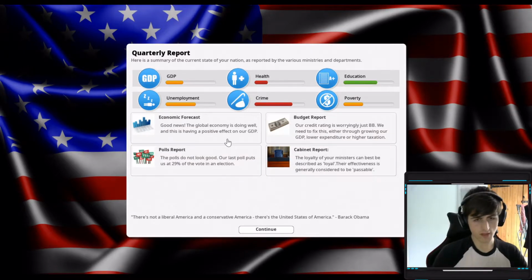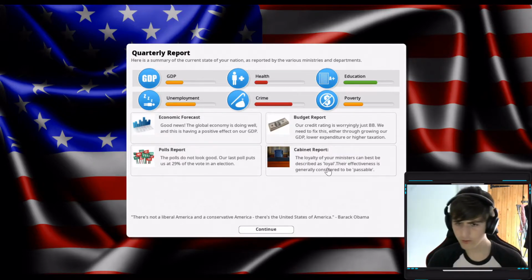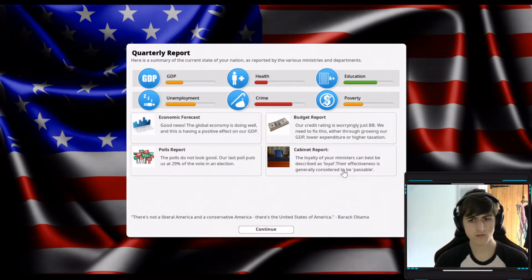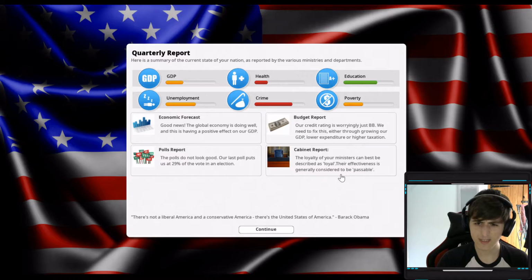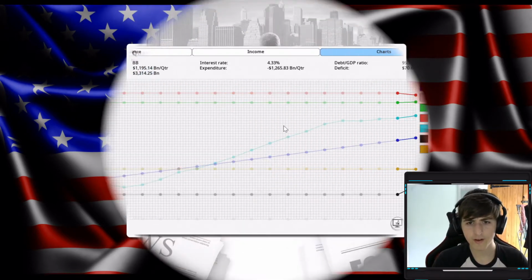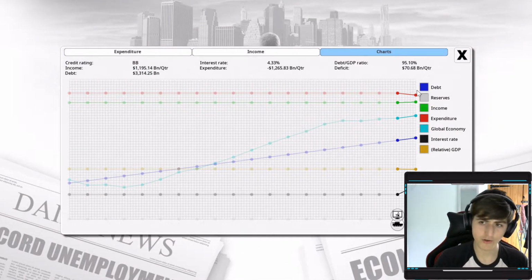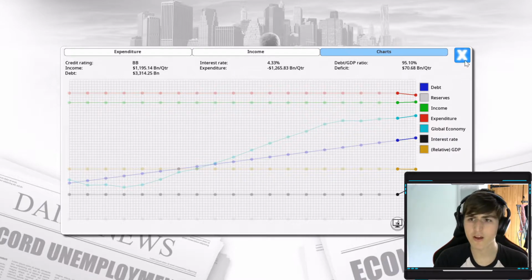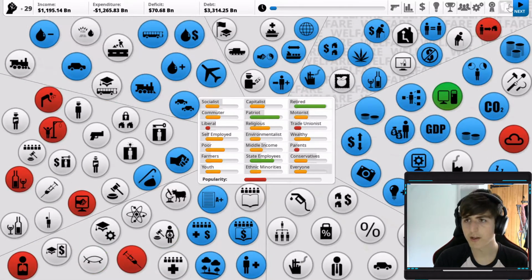So you have economic forecast, budget report, the polls and the cabinet. The cabinet, most of them are loyal, their effectiveness is passable, so we might want to get a few better people in, get some more political capital. The polls only have us at 29%, which is not great, but it's early days. And our credit rating's only BB. We need to fix that. The better we fix that, the lower our interest rate should be. Getting a better credit rating will help us earn money a little bit.